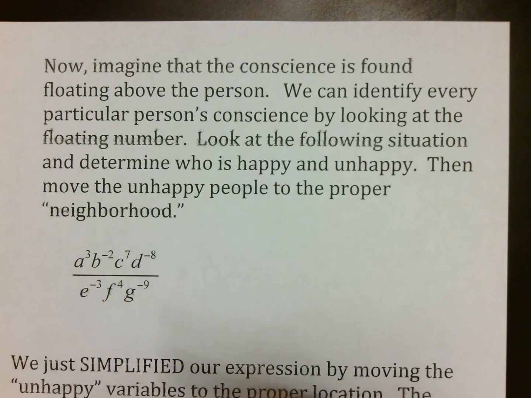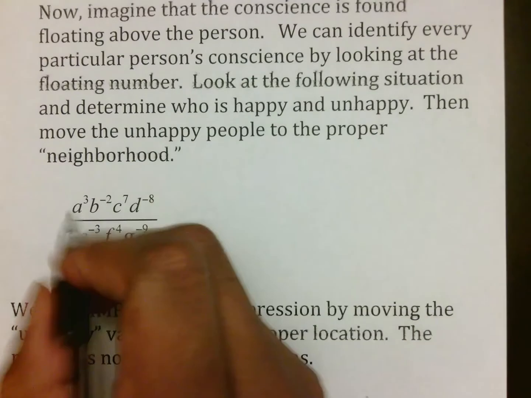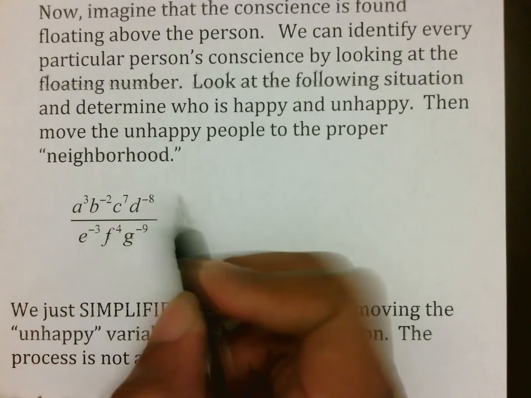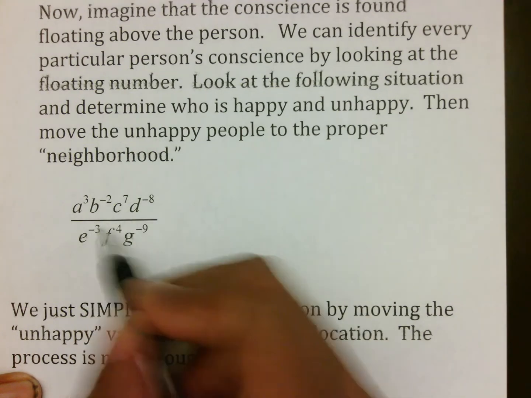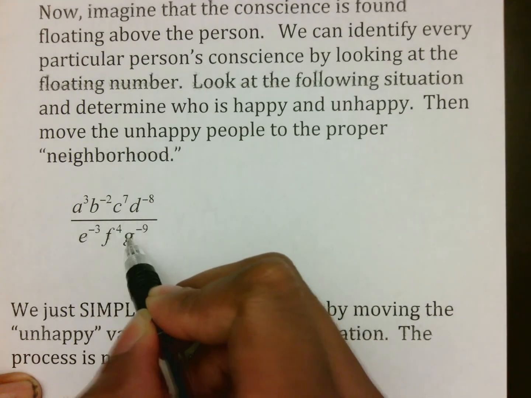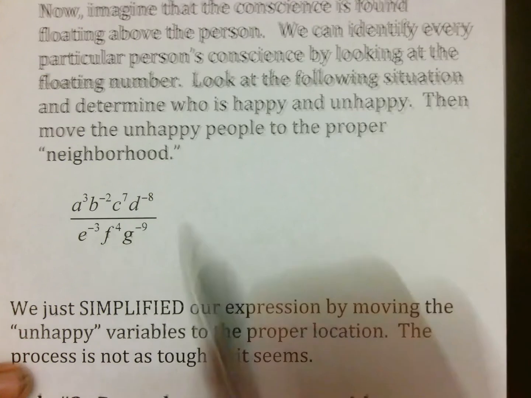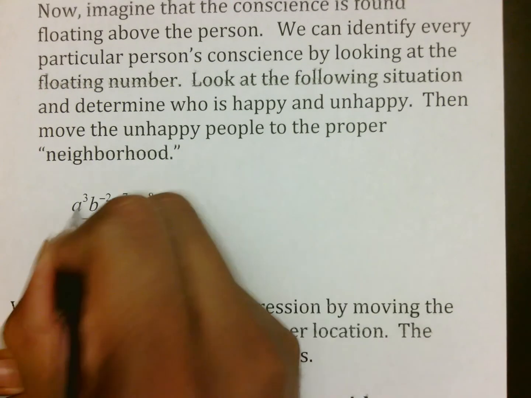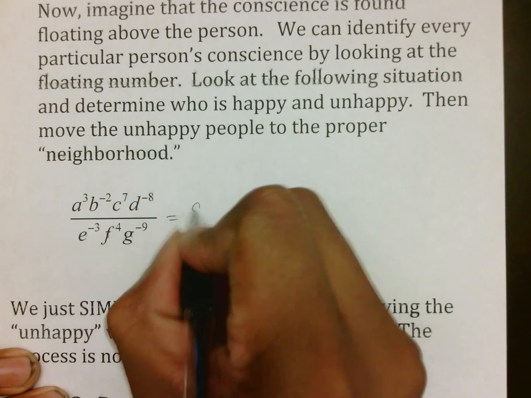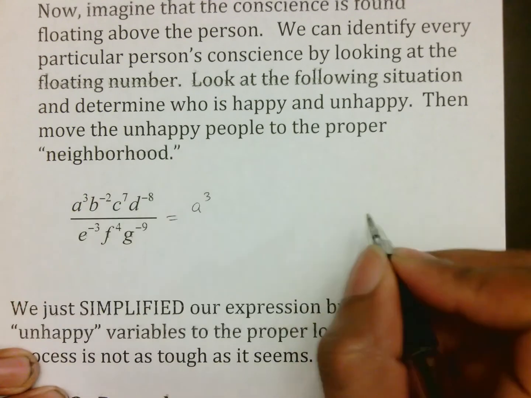Again, there's only a top and bottom place to live. And so if you look at this, you have a to the third, b to the negative second, c to the seventh, d to the negative eighth, e to the negative third, f to the fourth, g to the negative ninth. I think common sense should be able to tell you who the unhappy people are. For example, a to the third is a positive number, so I'm going to leave it there because I think a is happy where it's at.